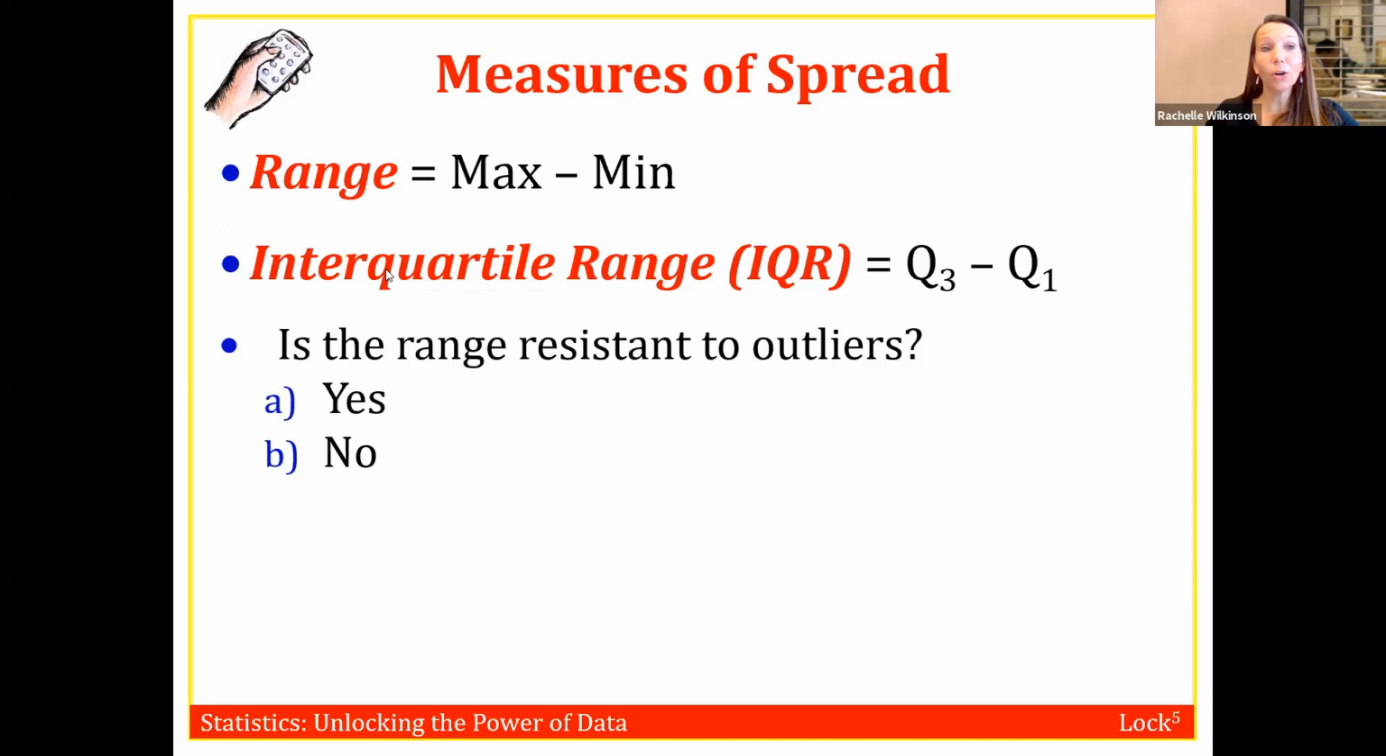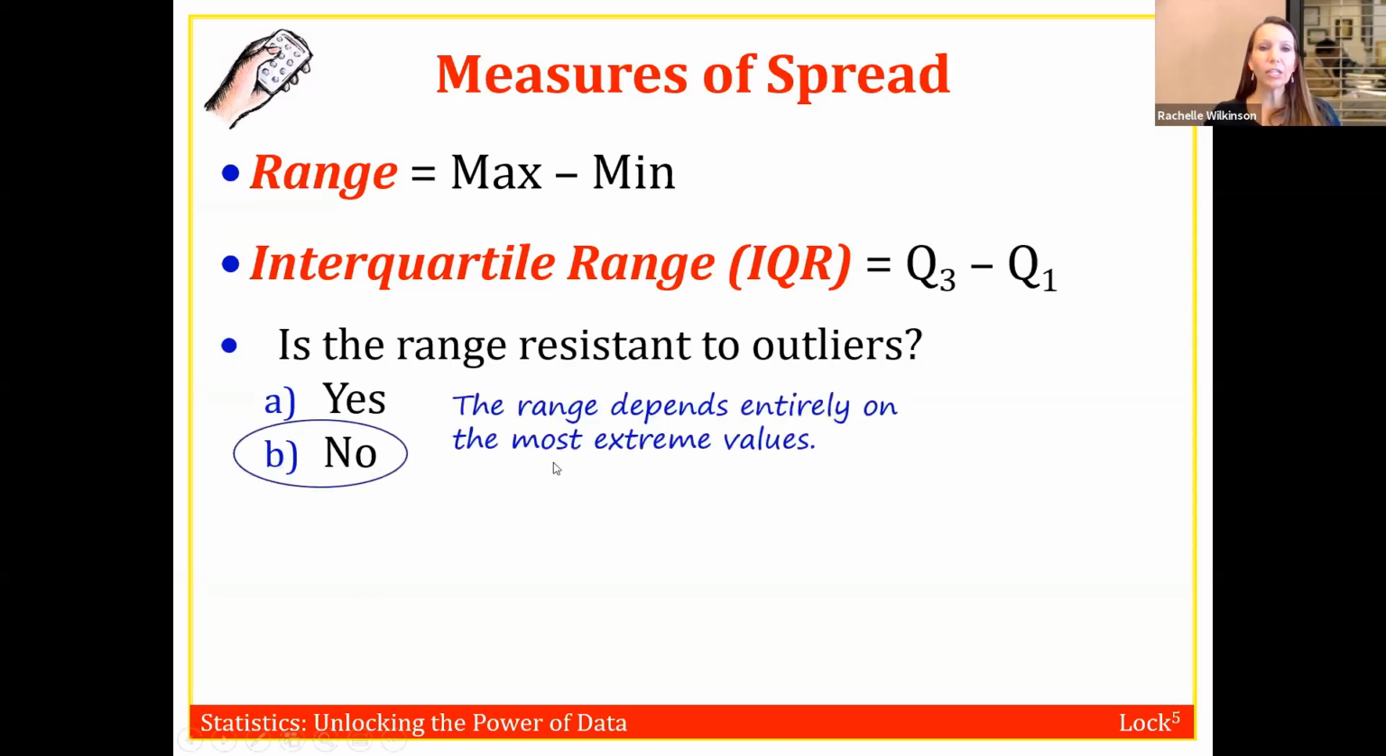Okay, good. So no, the range is not going to be resistant because remember, if you have outliers, those are going to be the big numbers that are way out there. So the max and the min are going to be the outliers if we have any. So it's definitely going to be affected by outliers. And if we have an outlier, it's going to make the spread seem like it's really huge. So the range is not resistant. So the answer is no.